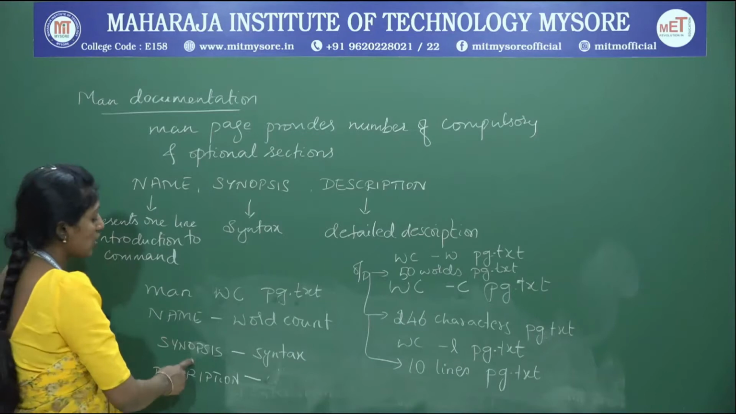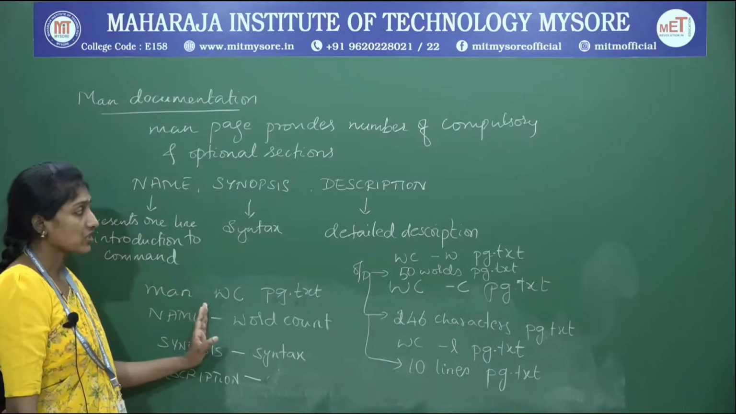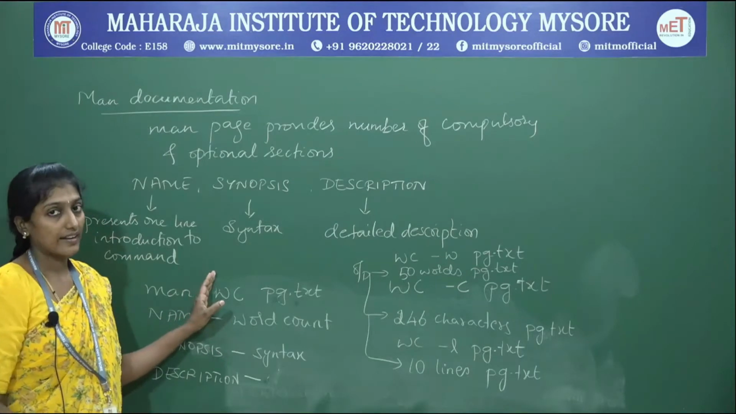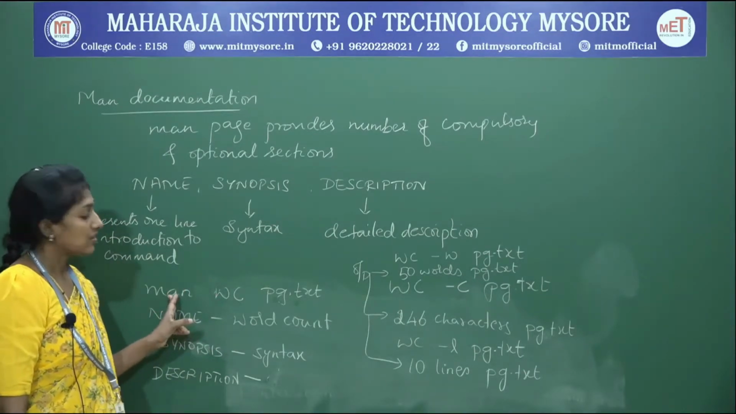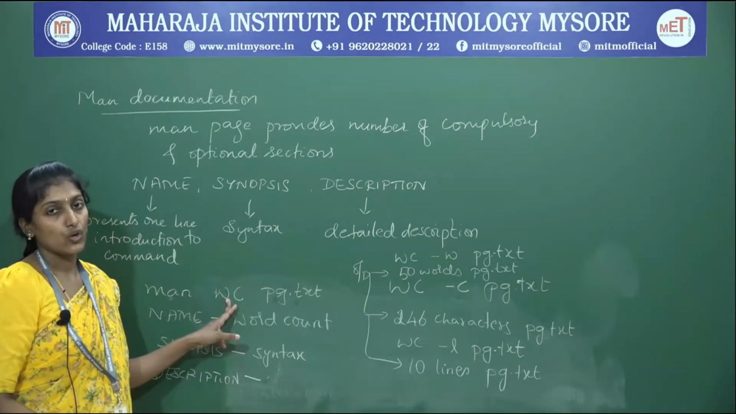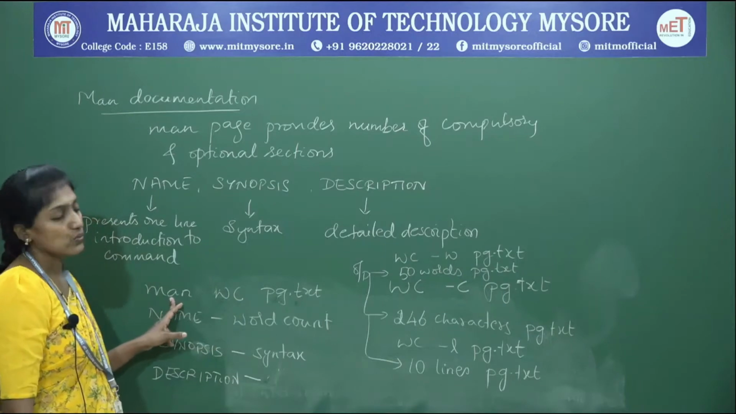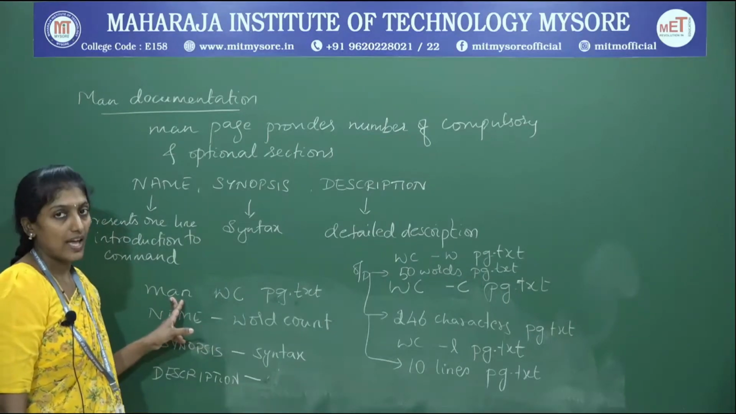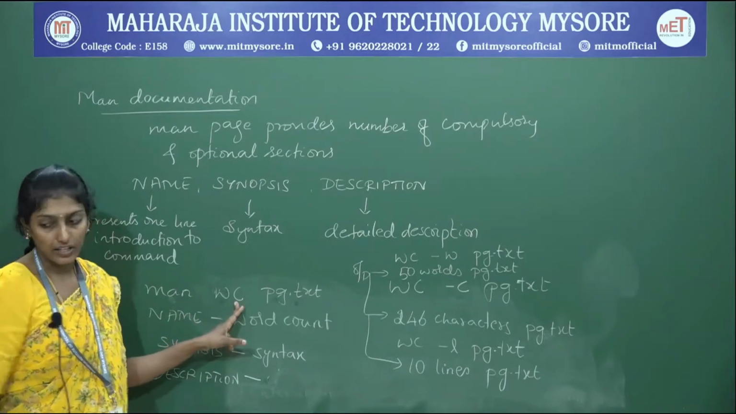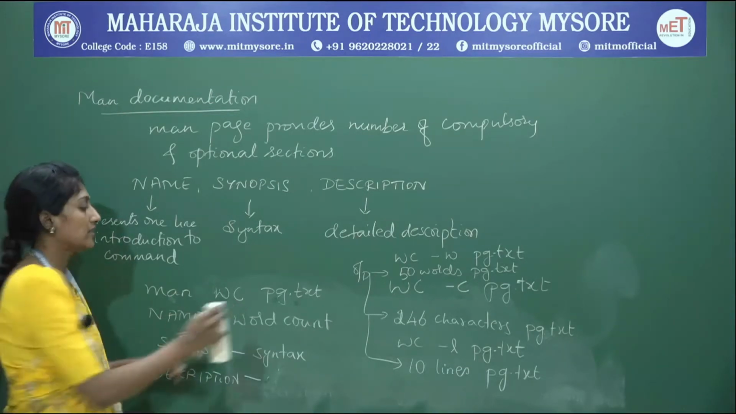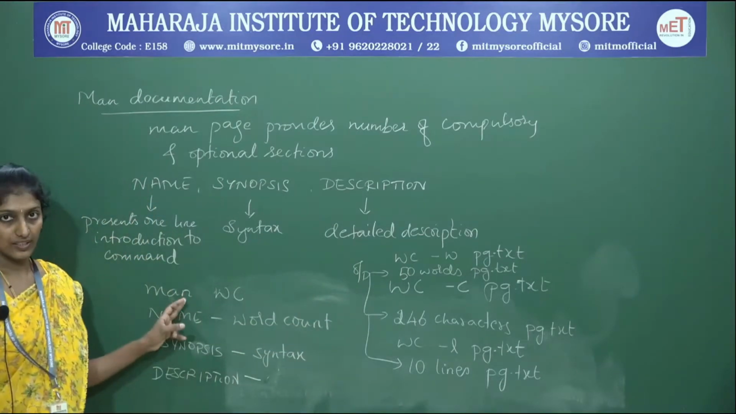So name, synopsis and description are the three sections to understand about any command with respect to the man command. That is, if you want to know more about any Unix command usage, always use the man documentation help. Man followed by any command, and this is the information you are going to get.